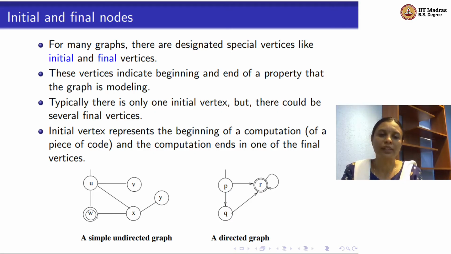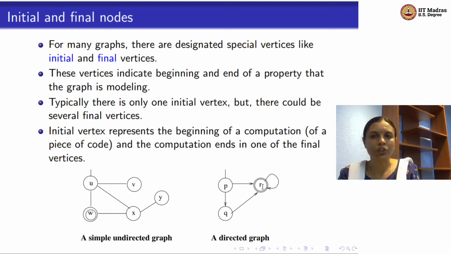So, for example, for this graph, W is a final node. It is marked by this double circle. In the graph on the right, R is a final node. It is marked by this double circle border. So, it means some computation is ending there. Initial vertices and final vertices are designated vertices where typically from an initial vertex a computation begins and from a final vertex a computation ends.